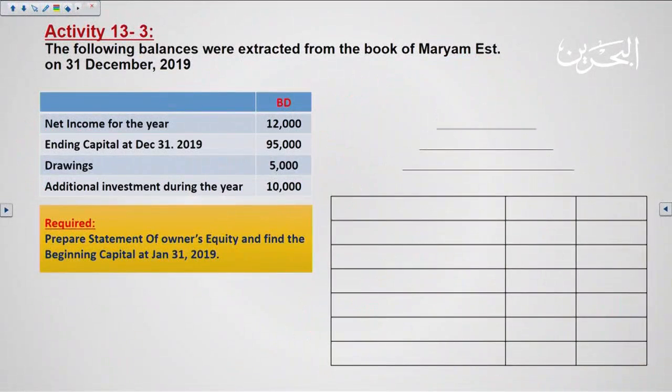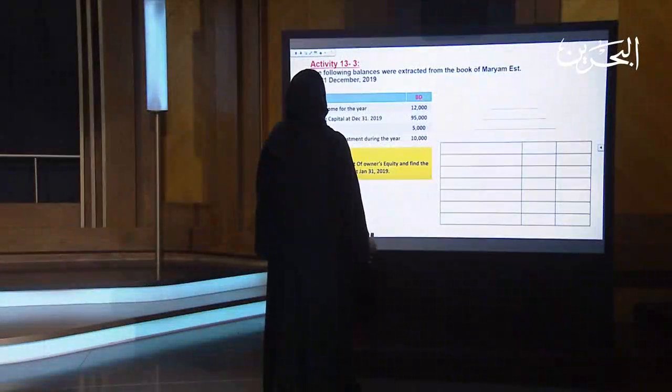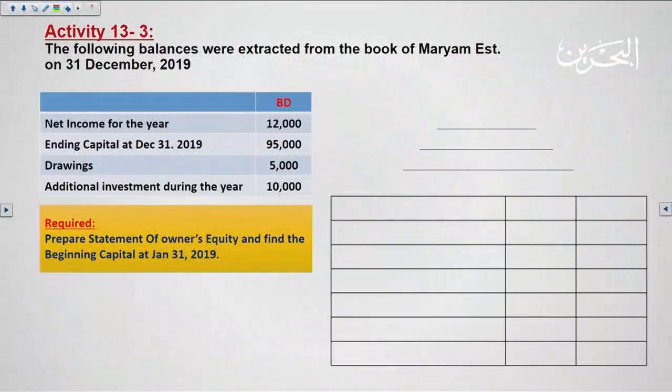Moving on to activity number 3. I want you students to focus on this activity because it has a little trick. First, let's see the question. The following balances were extracted from the book of Maryam. This is the name of the company. It was prepared for the period of 31st of December 2019.